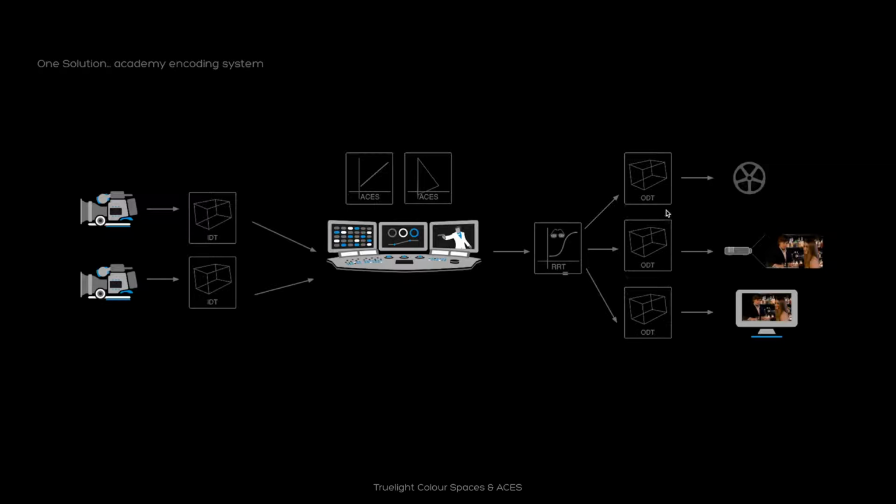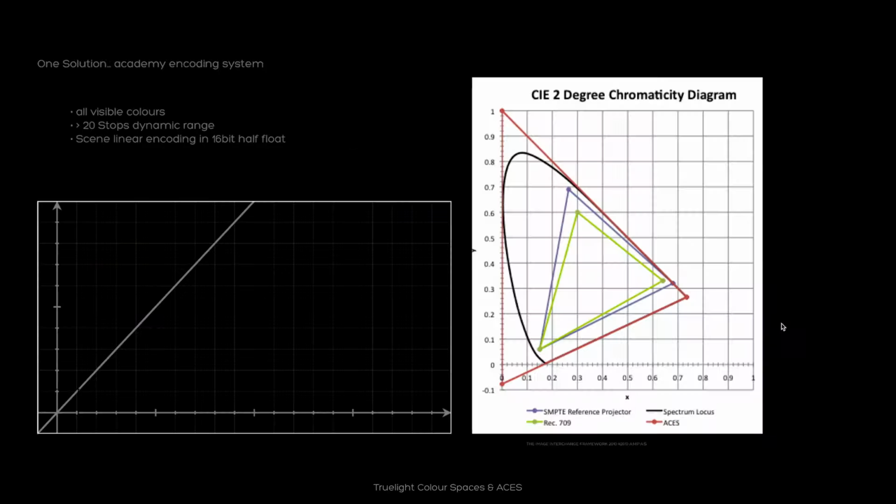The ODT stands for Output Device Transform, and it has the same concept as the IDT. It brings the output of the RRT into the specific display color space. When you work with ACES data, you always use the RRT and a specific ODT in combination to view your data. ACES includes all colors a human could perceive or a camera could capture. In theory, the dynamic range is not limited. In practice, you have more than 20 stops without losing any precision in a 16-bit half-float image, so plenty of headroom for modern cameras.